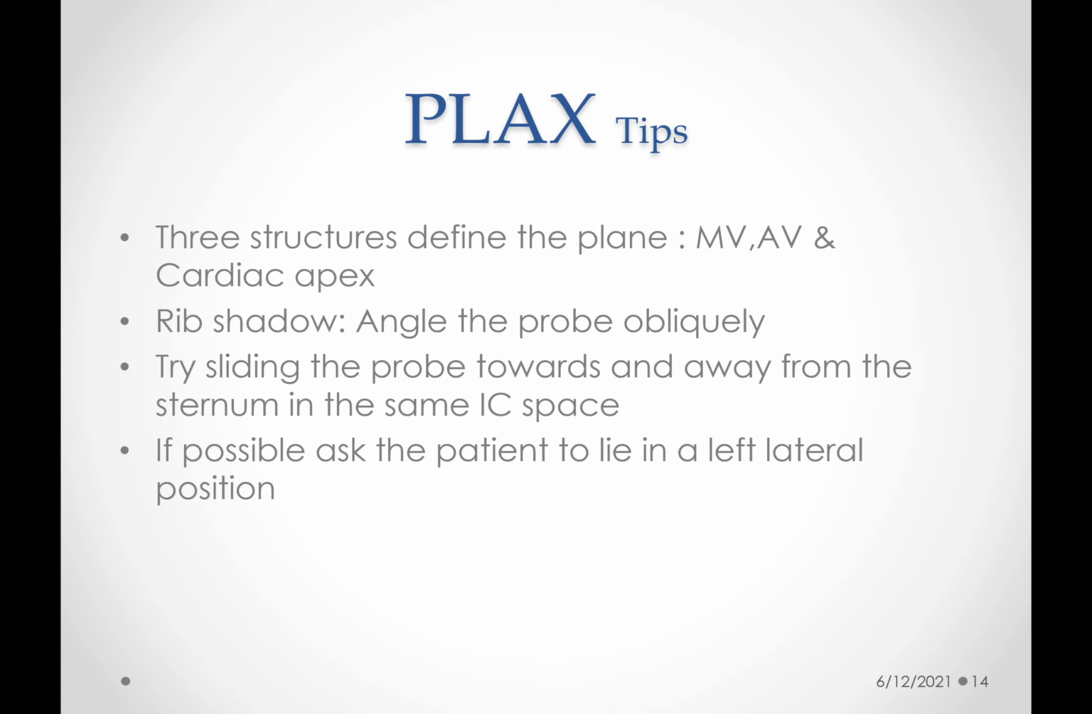Rib shadow. If you come across a rib shadow, you might want to angle the probe obliquely to avoid that rib shadow. Also try sliding the probe towards and away from the sternum in the same intercostal space if you can't get a decent view. If possible, you can ask the patient to lie in a left lateral position, and that will bring the heart towards the chest wall and help you get a decent view.